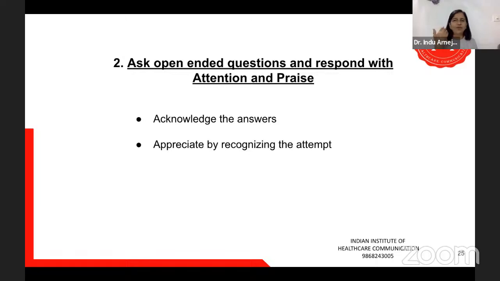So their answer may not be exactly what you're looking for, but they tried to answer. That has to be appreciated. So acknowledging the answer and appreciating the attempt is very important to encourage them to participate, to encourage them to answer. So second skill as a facilitator, we have to remember, ask a lot of questions.